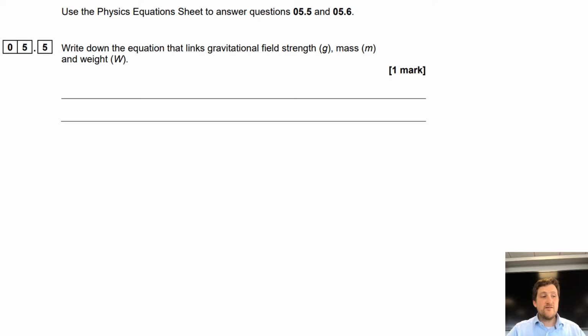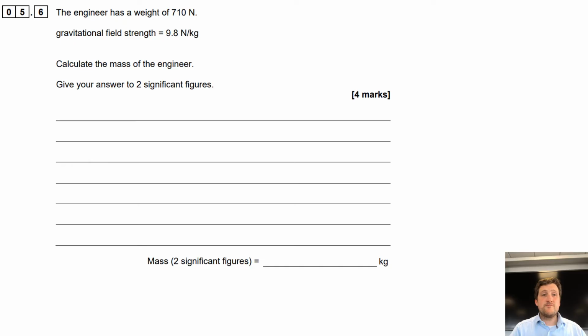Okay, we then have, use your physics equation sheet for this wonderful one. Write down the equation that links gravitational field strength, mass and weight. Remember, they always do that alphabetically. So we're going to do weight equals mass times gravitational field strength. Okay, that's our simple equation.